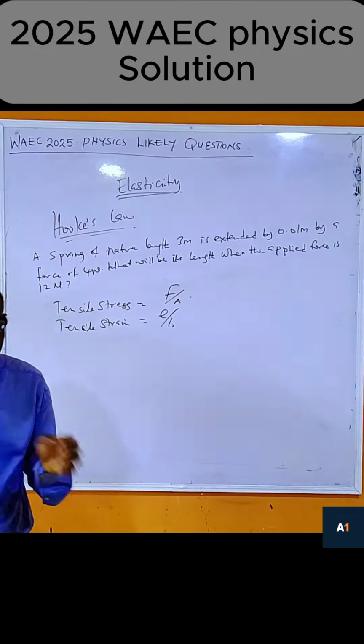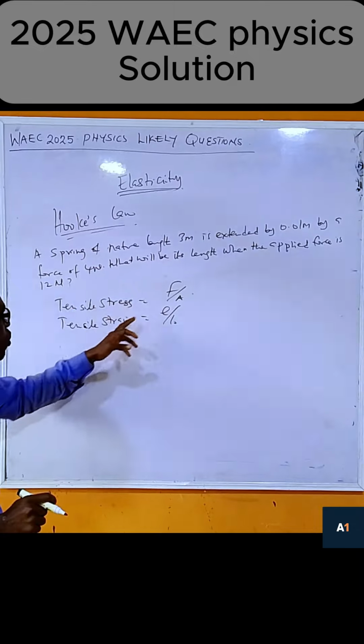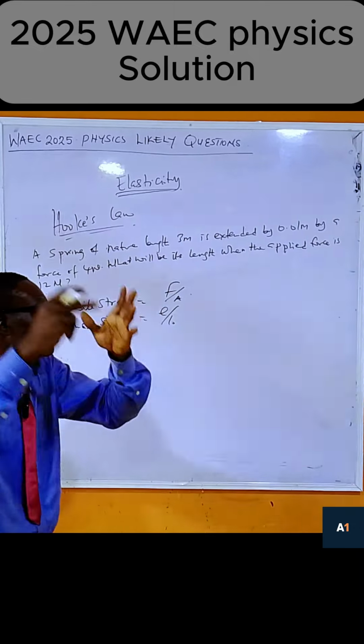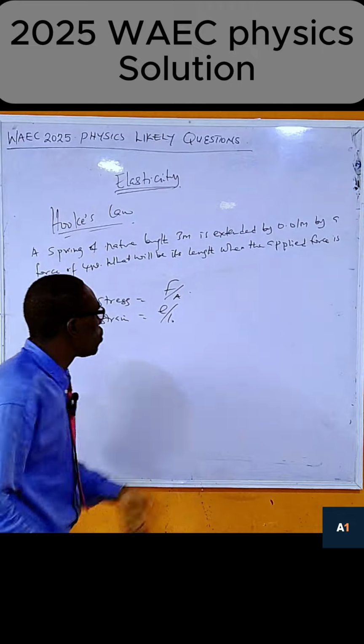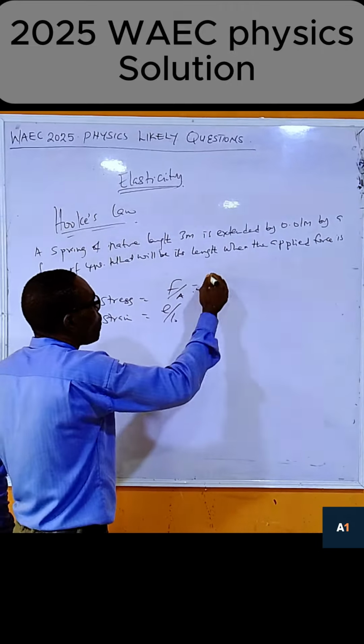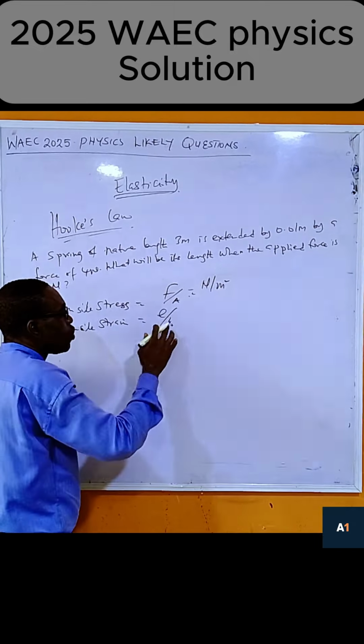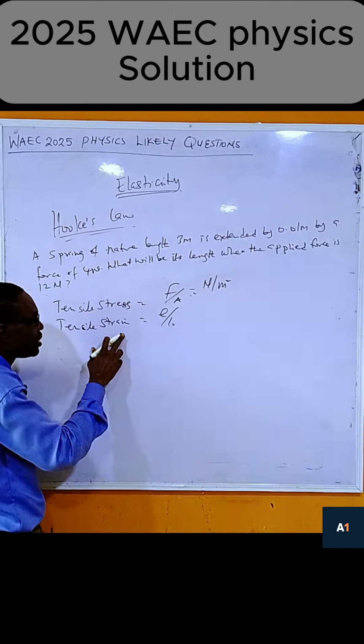If they ask you to find the tensile stress, I just want to give you a formula because of time, because I'm still going to take another topic after this. Tensile stress is equal to force over area. The unit will now be force over area, meter square, because area is being measured.